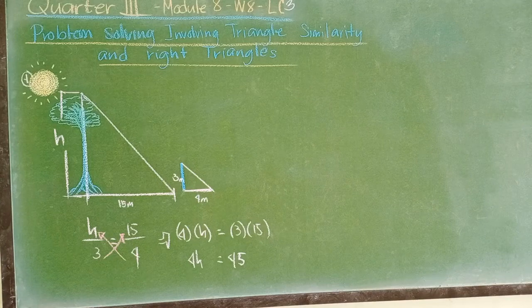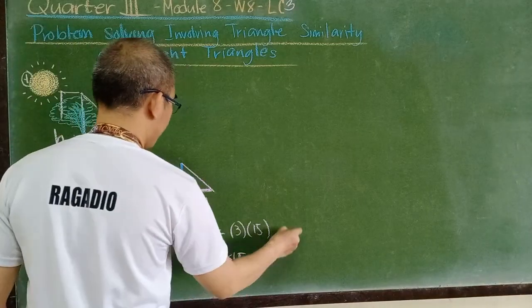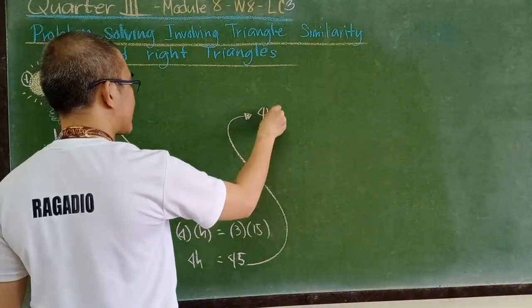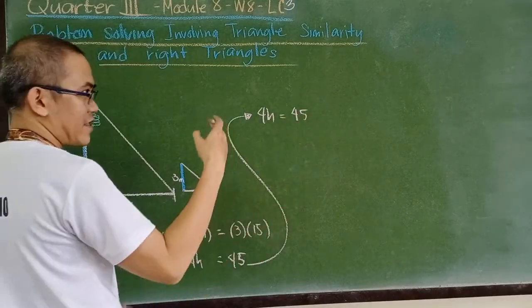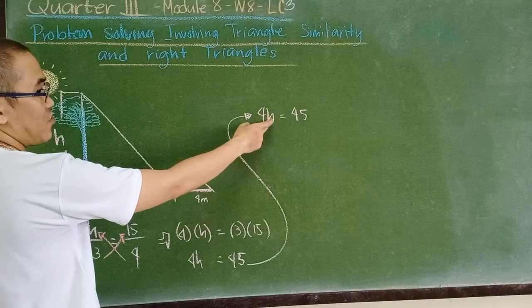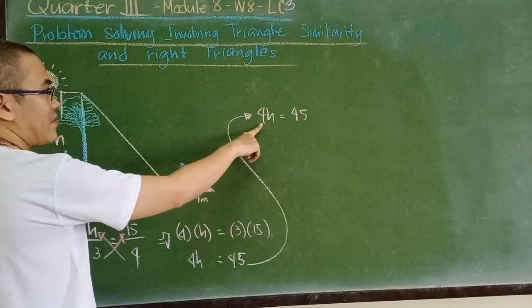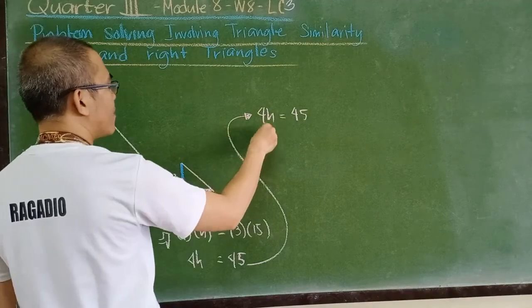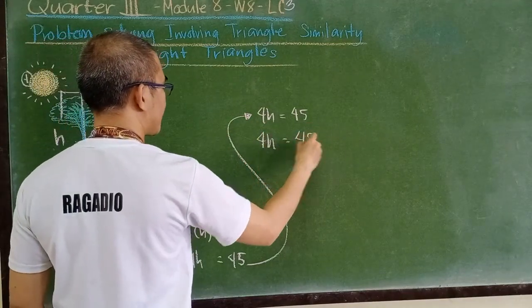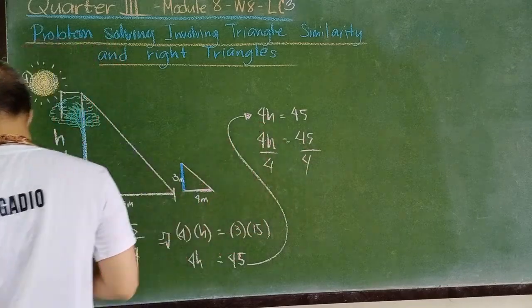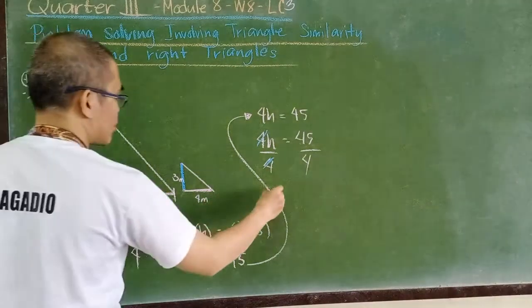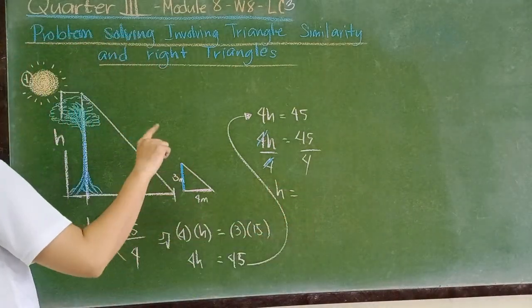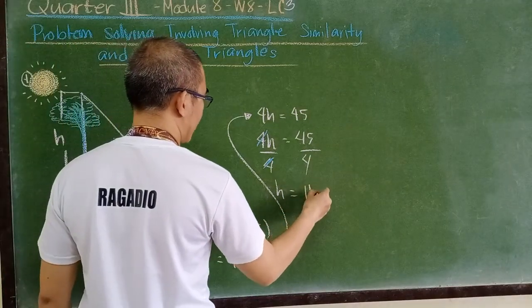So what will we do to find the value of h? Just like what we did before, to cancel out the number with the variable, which is the 4, we divide both sides by whatever number accompanies the variable h. In this case, it is 4. Since we want to cancel the 4, we use 4 as the divisor. So this will be cancelled out. Now, we have h equal to 45 divided by 4, that is 11.25.